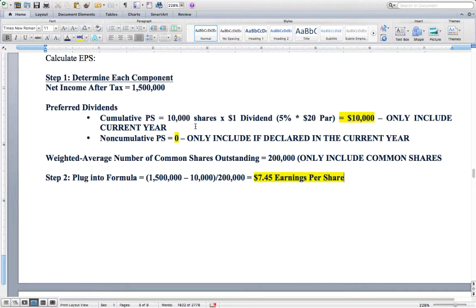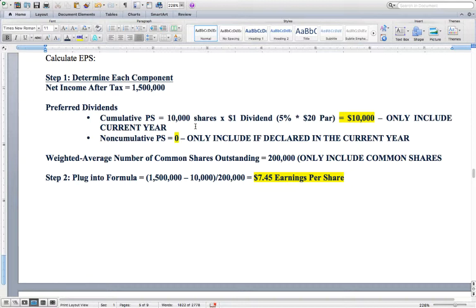As you can see, this is very straightforward. It's pretty clear, pretty basic. If you can keep track of when to account for cumulative and non-cumulative preferred stock, then that is the main kicker to understanding the basic EPS calculation. Next, we're going to go through how to calculate the weighted average number of common shares outstanding if I do not give it to you directly as I did in this example.